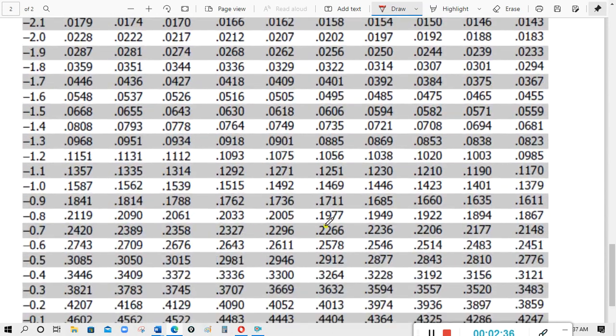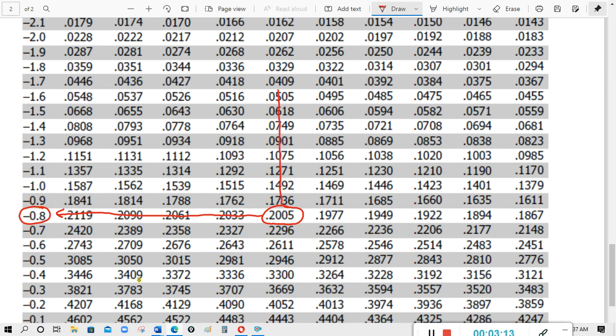All right, so let's see if we can find 0.2000. Here's 0.2005. Here's 0.1977. So this is the closest one. Okay, it doesn't have to be exact, but that's close enough. 0.2005. Now we want the z-score associated with that value. So we trace this to the left, and that's negative 0.8. And we want our second decimal place. It's going to be negative 0.8.